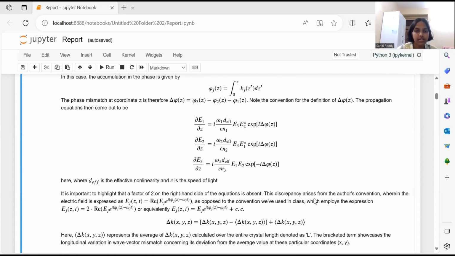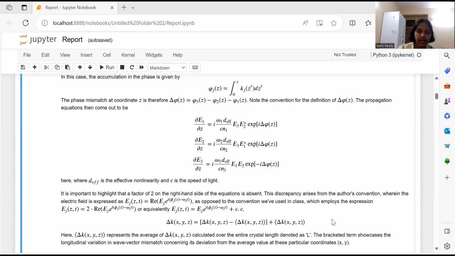This is because of the author's convention that Ej(z,t) is equal to the real part of Ej exponential of i phi j of z minus omega j t, as opposed to the convention that Ej(z,t) is equal to 2 times the real part of Ej e^(i phi j(z) minus omega j t), or Ej(z,t) is equal to Ej e^(i phi j(z) minus omega j t) plus its complex conjugate.